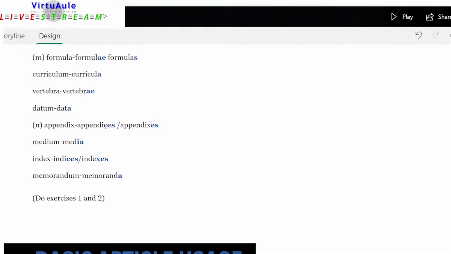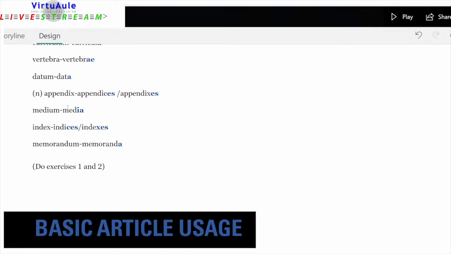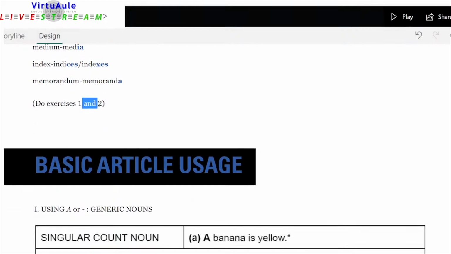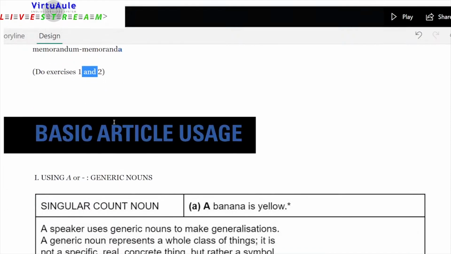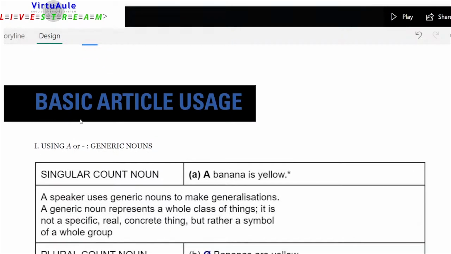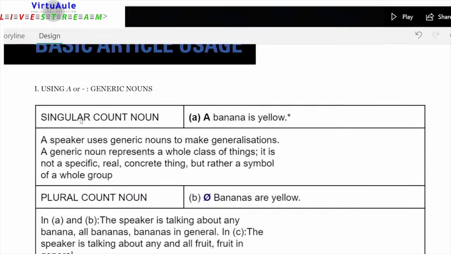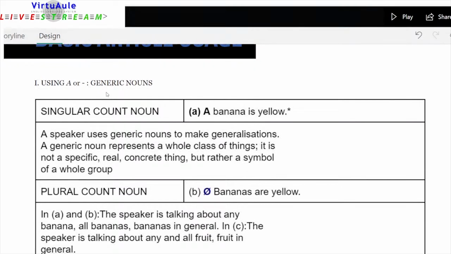Appendix, appendices, or appendixes, they're both possible. Medium, media, mass media, that's plural. Index, indices, and indexes with an X. Memorandum, memoranda. You can do these exercises if you have access to 1 and 2. Basic usage articles. Okay. Using a or generic nouns. Okay, this is a little bit difficult. You have to pay attention and you have to be careful when you write.